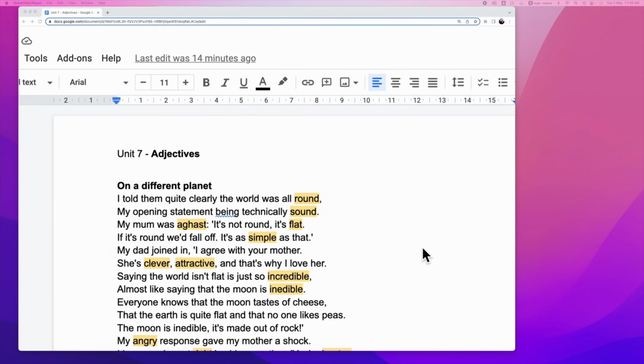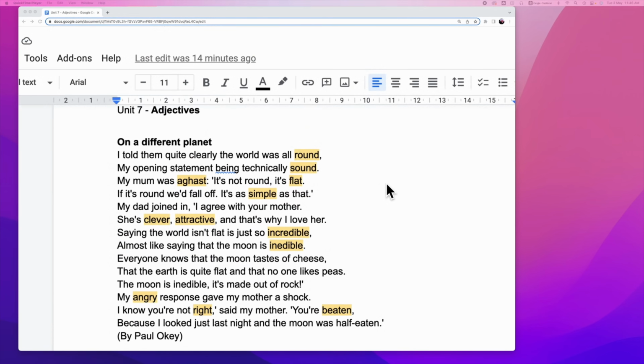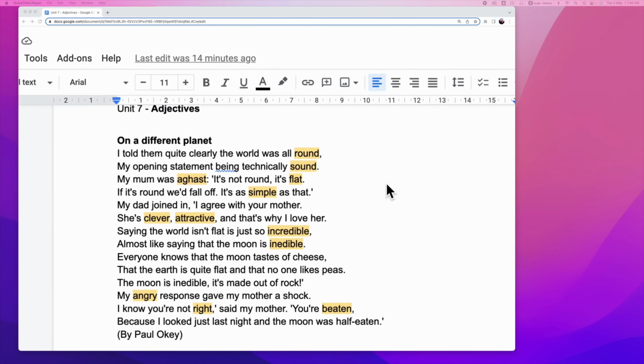Alright, this is the intro, the very beginning of Unit 7, adjectives, and the unit starts with a poem. We will talk about this later. And let's take a look.